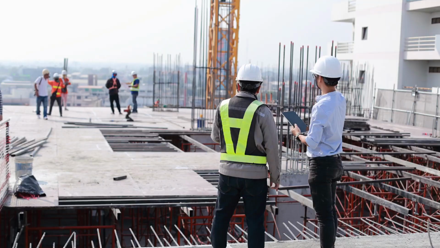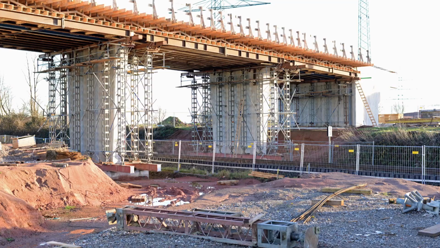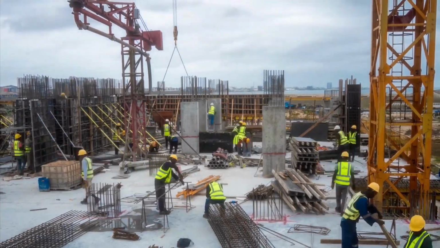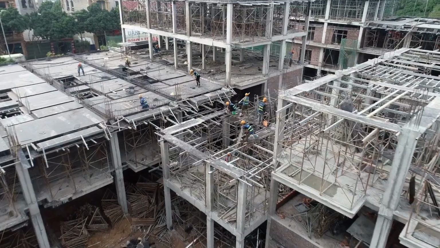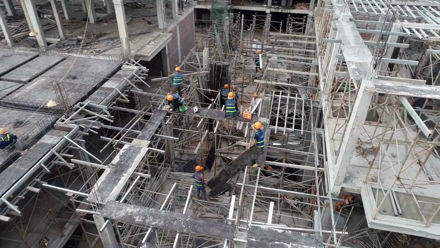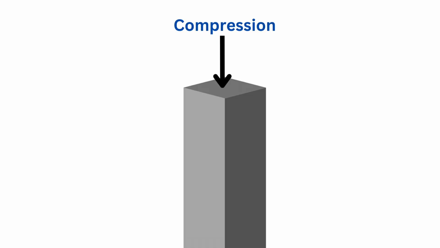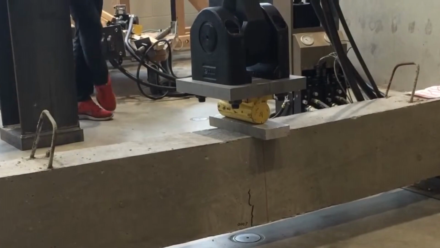Structural engineering is a field that involves the design and construction of structures such as buildings, bridges, and other large-scale projects. One important principle that is often used in this field is the concept of strong columns and weak beams. This concept suggests that the columns of a structure should be designed to be stronger and more rigid than the beams. This is because columns are typically subjected to compressive forces which try to push them inward, while beams are subjected to bending and flexural stresses which try to deform them.